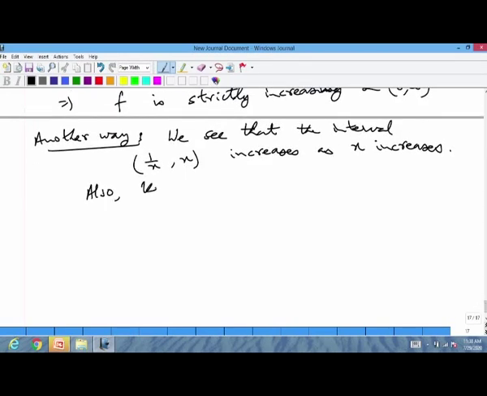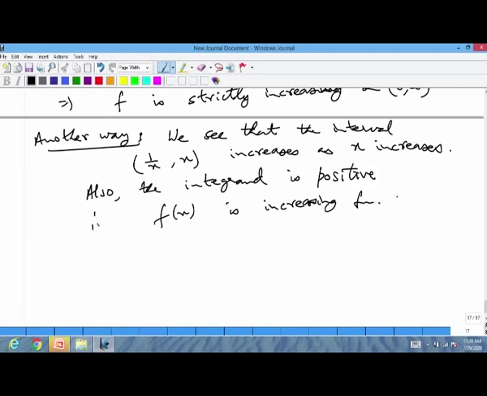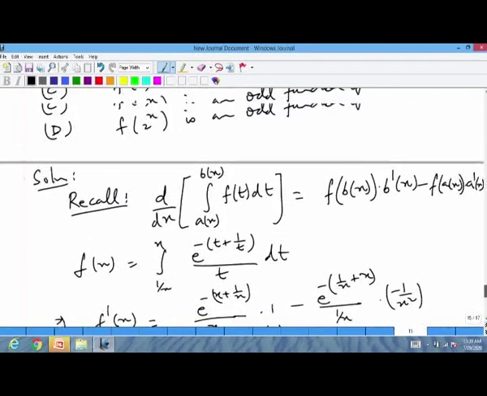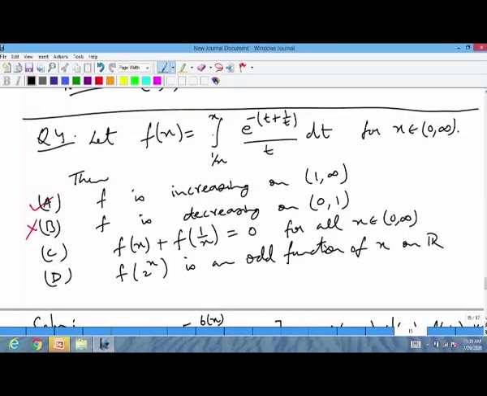Also, the integrand is positive, because the integrand is exponential divided by t. For t positive, this is always positive. So, if we have a positive function, then if we integrate it on a bigger interval, this will be bigger. So, therefore, f of x is an increasing function. Right. So, even without calculating the derivative, one can easily see this by just seeing that the interval on which we are integrating this positive function is becoming bigger as x increases.